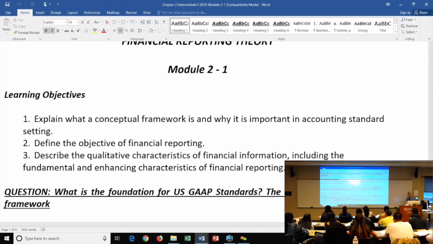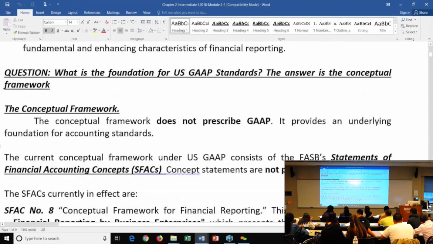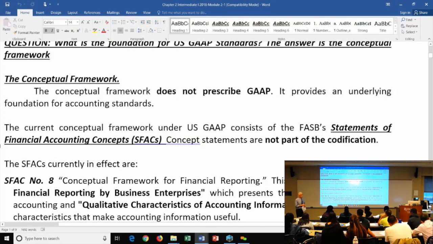Now, the conceptual framework, what is it? It's an underlying foundation for all of the theory and all of the principles that we're going to be looking at throughout Intermediate 1 and 2 and Advanced Accounting and all of the other courses. But it does not prescribe GAAP. There's an important statement there. It is not really part of generally accepted accounting principles. It's not found in the codification. So it is really the theory that we use to develop GAAP, but it is not GAAP itself, if that makes sense. So it's not GAAP, but it is, in fact, the theory that is used to develop those standards.